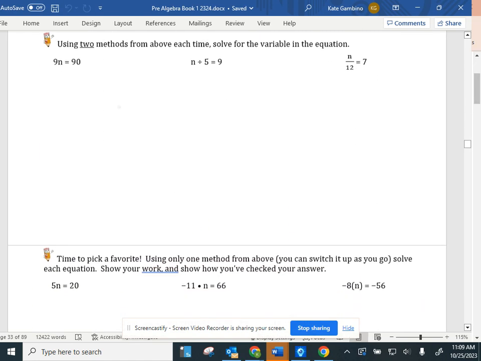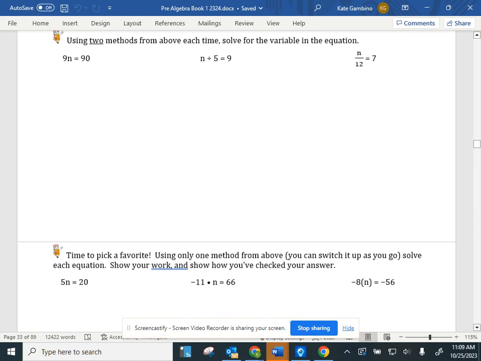So using 2 methods from above each time, solve the variable in the equation. I'm not going to make you do all 3 this time. You have to do 2 of them. You pick which 2 you're going to do. Let's do the first one together. What method should I use? Who can help me out?